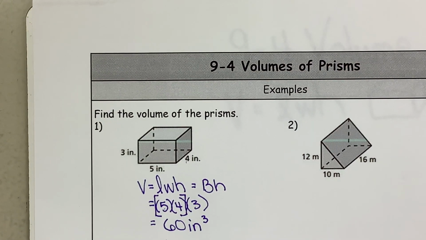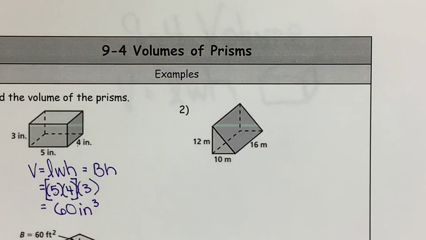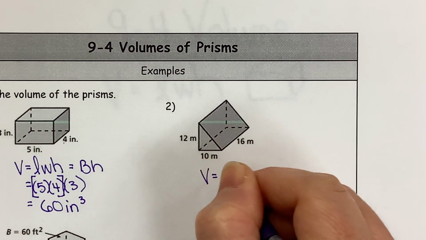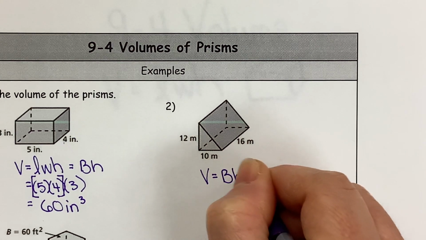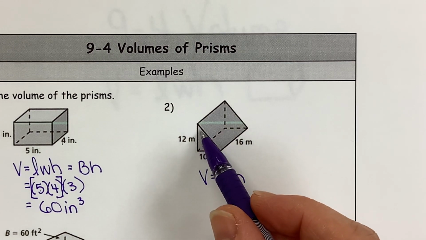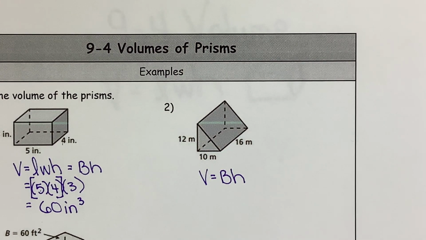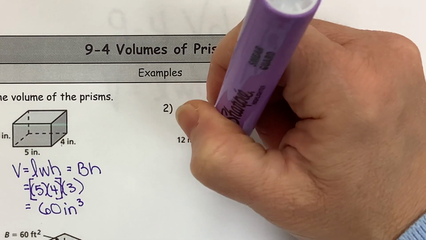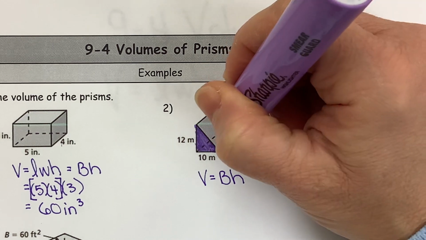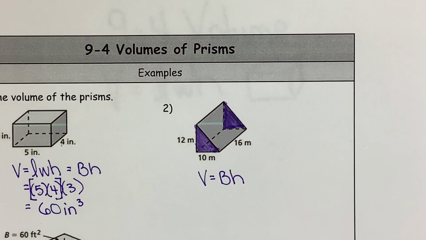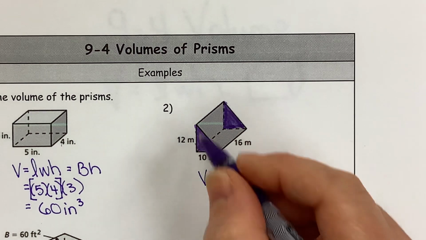That really helps us in something like this because we need to find the area of our base and then we're going to multiply times the height. Well, we can look at our base, and again, let's get those markers out, and we can see that this is our base because it's a prism. All prisms have 2 bases. So that is actually the base. So we need to find the area of a triangle.